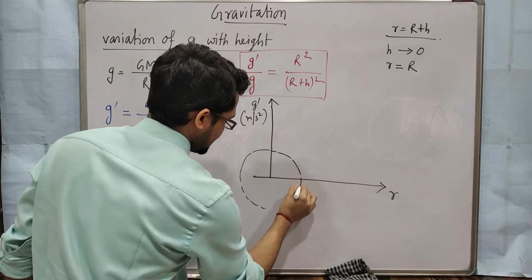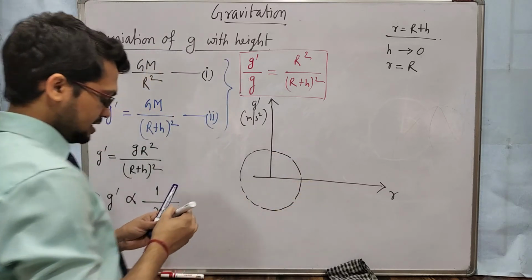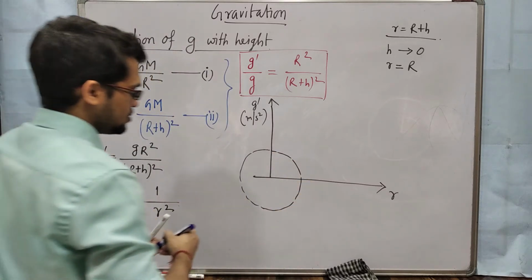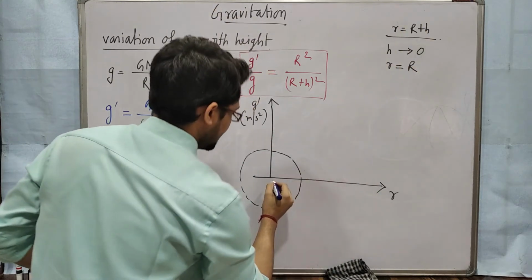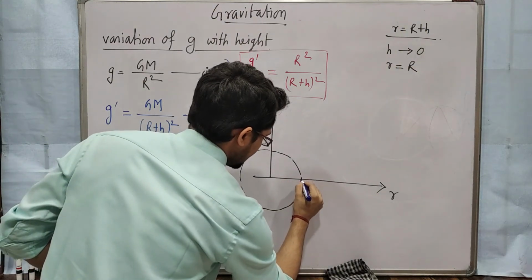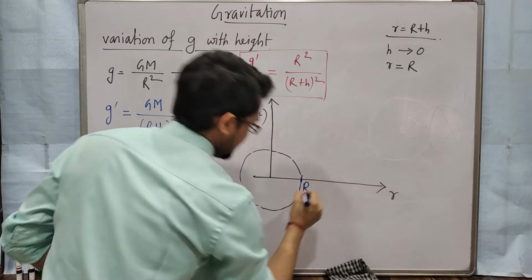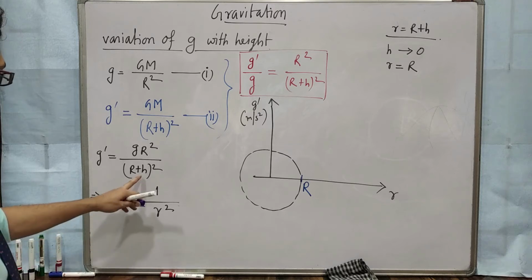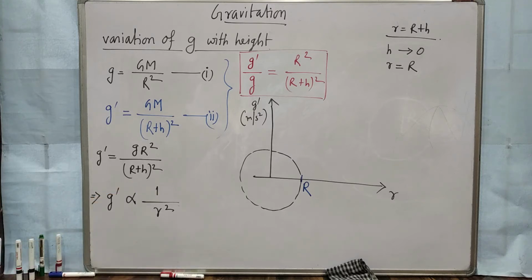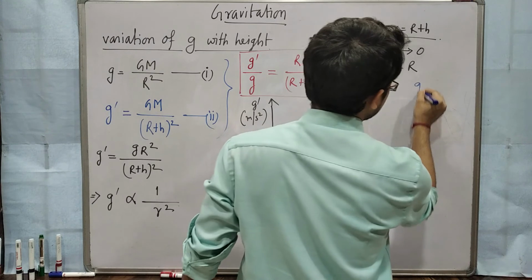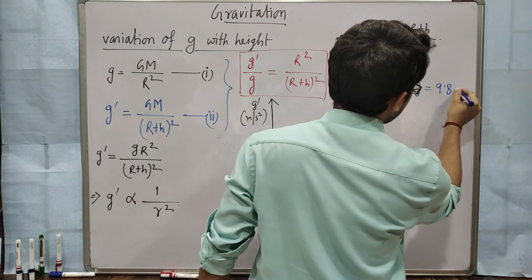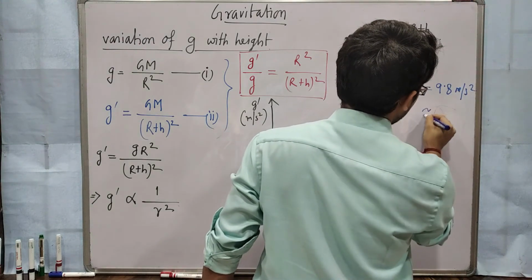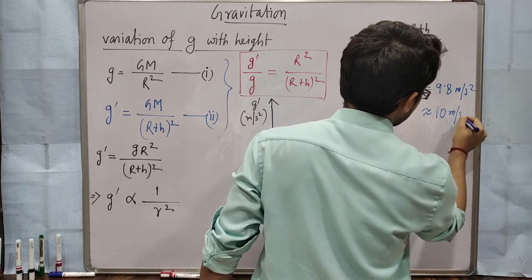Okay, this is our earth. So we know the radius of earth is capital R. This point represents R, the radius of earth. At the radius of earth, what will be the value of g? G is, we all know, 9.8 meter per second square, or almost 10 meter per second square.